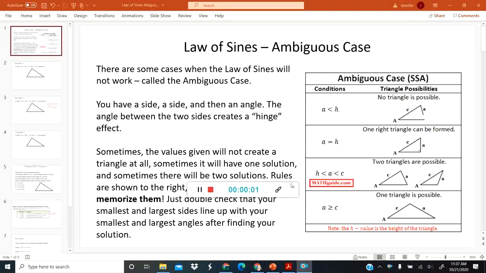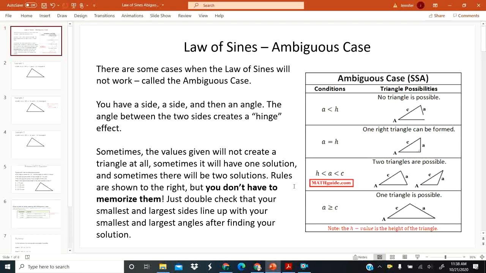Hey guys, so yesterday we talked about the law of sines and the law of cosines. So today we're going to dig a little bit deeper into the law of sines because there is going to be a case where the answer you get isn't always as straightforward as you think that it is. So that's going to be called the ambiguous case.